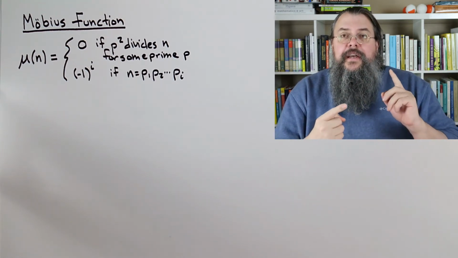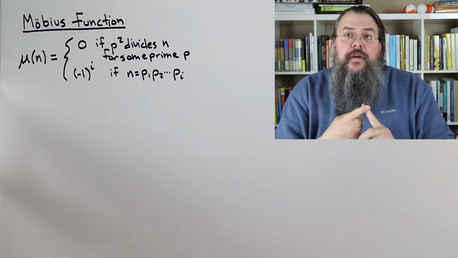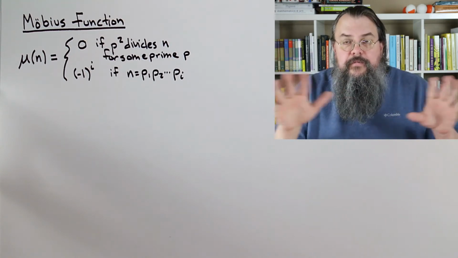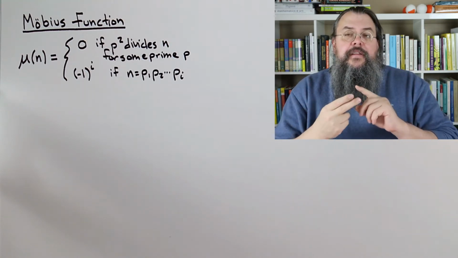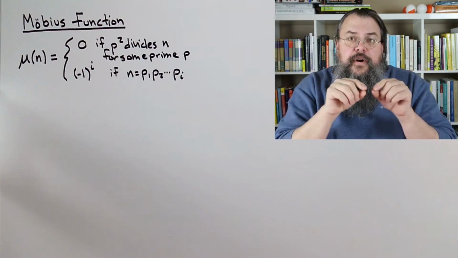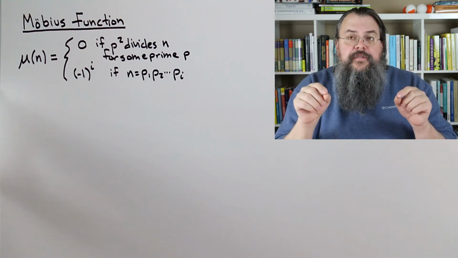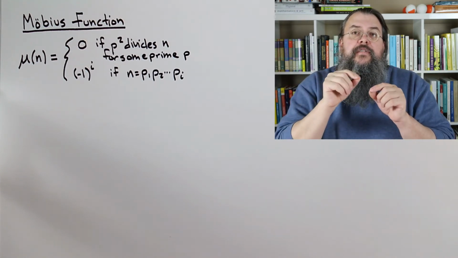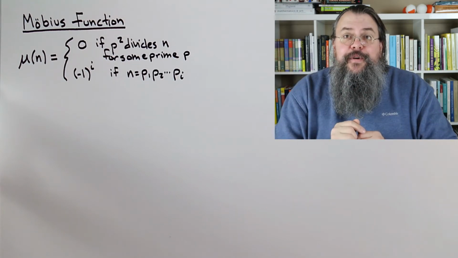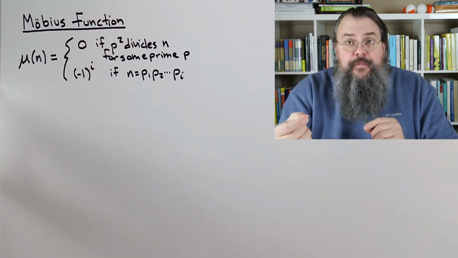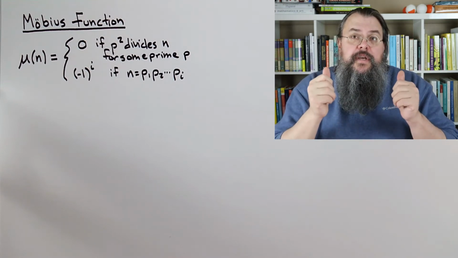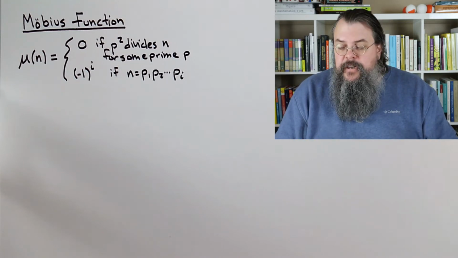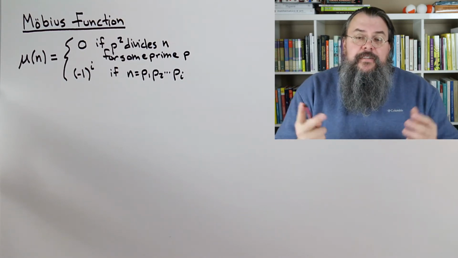It says, all right, if you have any prime that when you square it, it divides n, the answer is 0. On the other hand, if all your primes are never squared in terms of your prime factorization, then what you do is you count how many primes there are, and you say, okay, it's -1 to that number of primes. So if you have an even number of primes that divide, that's going to be a positive. If you have an odd number of primes that divide, that'll be a negative. Okay, so that's the function.